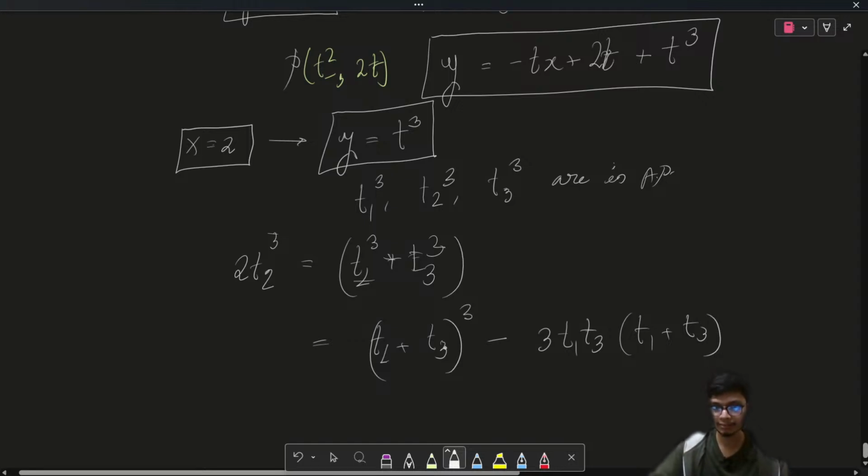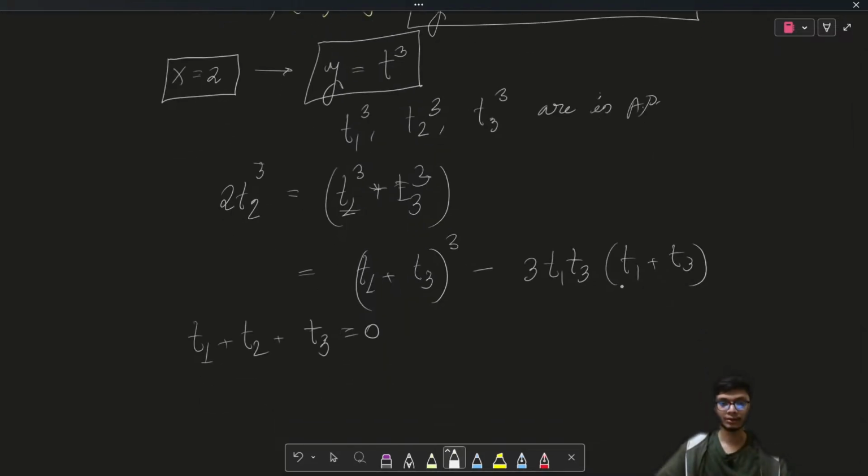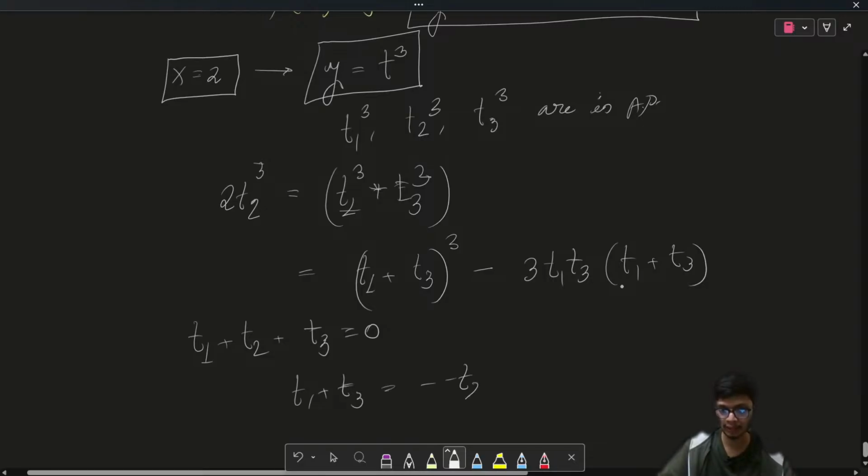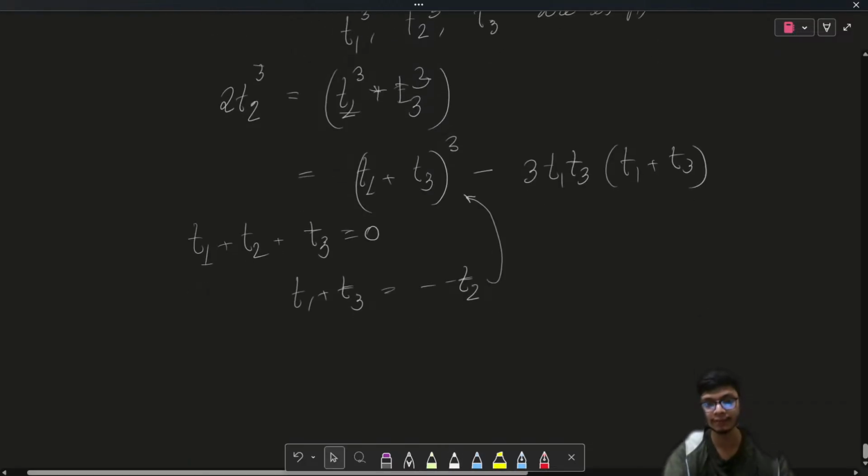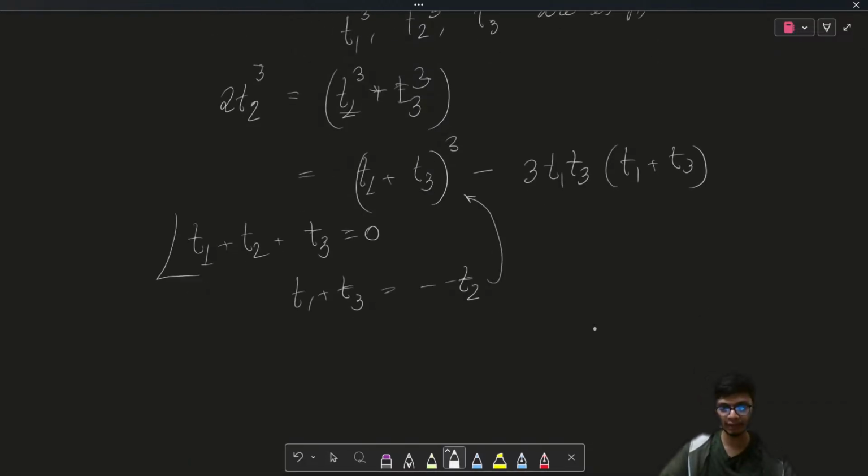So from here, one relation I will also get is that t1 plus t2 plus t3 is equal to 0, right? And from here I can substitute t1 plus t3 equals minus t2. So if I substitute over here, this is a very well known established condition for the case of a parabola, right? We have already discussed about it, right?